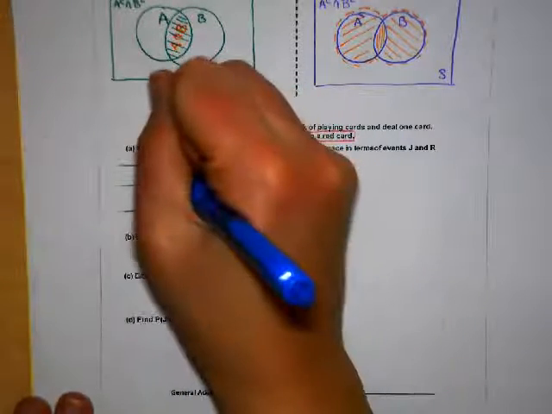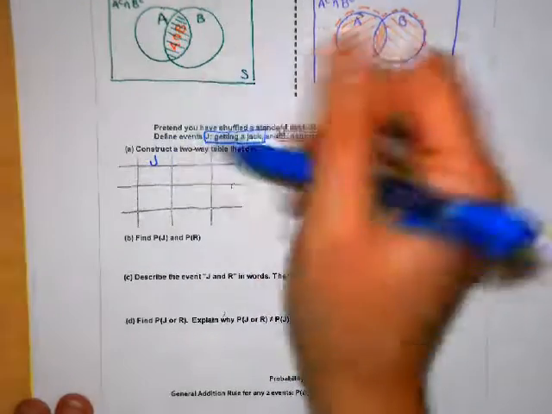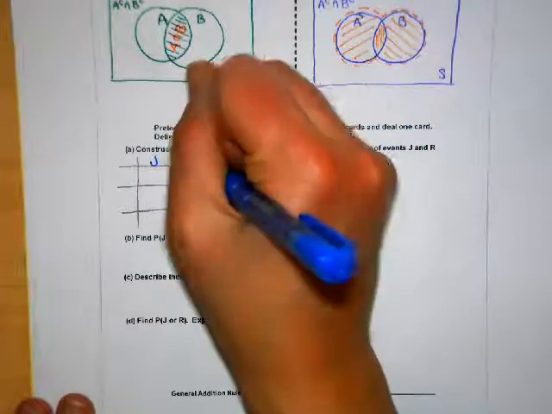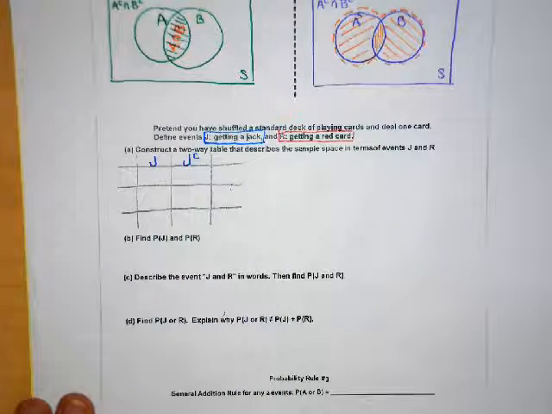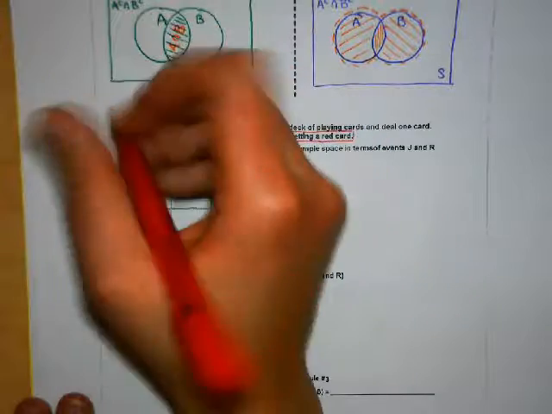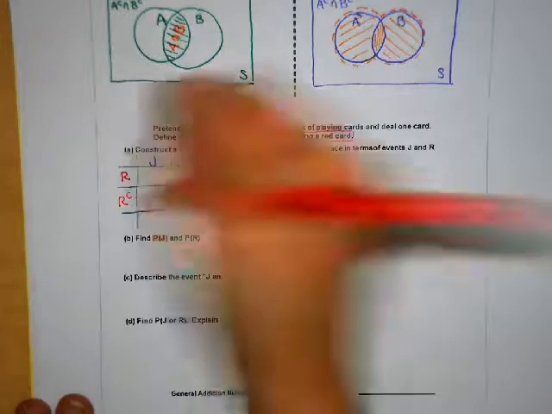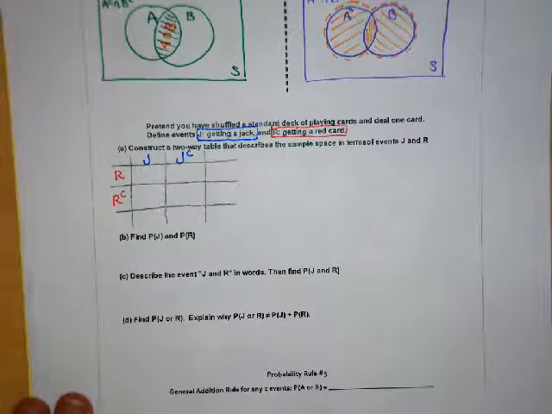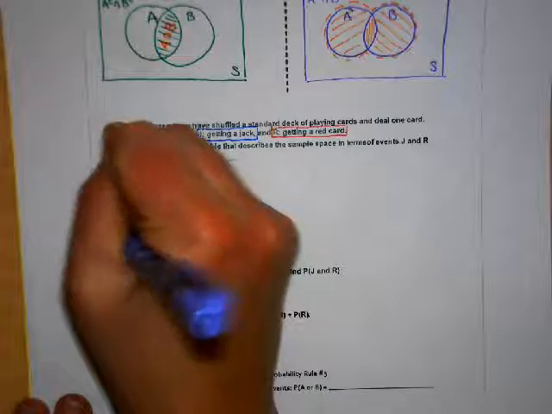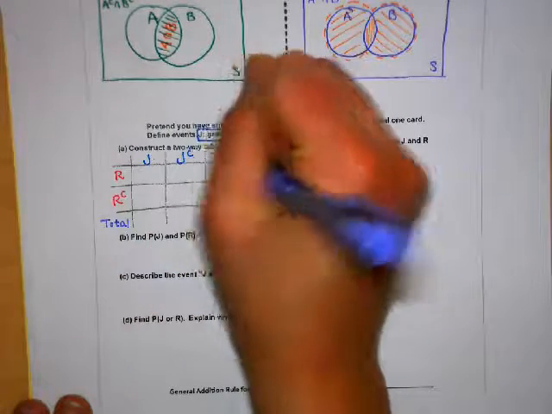So like I said, we're going to have an event. I'm going to go with J. It doesn't matter, I'm just doing it this way. And then its complement, so J complement, across the top. Down the side, the other event, so R for red card and R complement. We want to have totals, because remember, on two-way tables the first thing we did was find the totals, so we would know what to divide by.